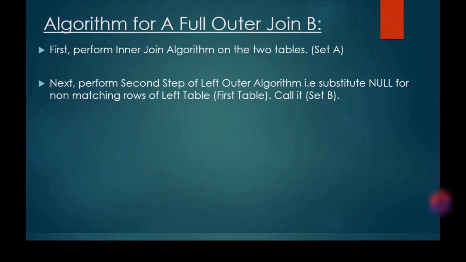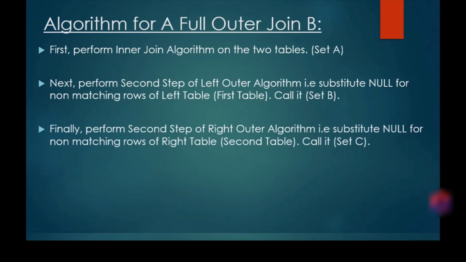If you remember the second step of the left outer algorithm, it is to simply substitute null for all the non-matching rows of the left table, which we are also calling the first table, in our case table A. All the rows that are in table A that do not have a match in table B, we will simply take those rows and substitute nulls for values coming from B. Alright, and this set of rows is called set B.